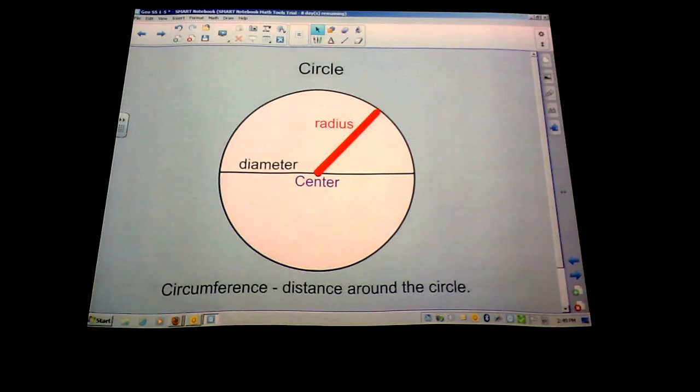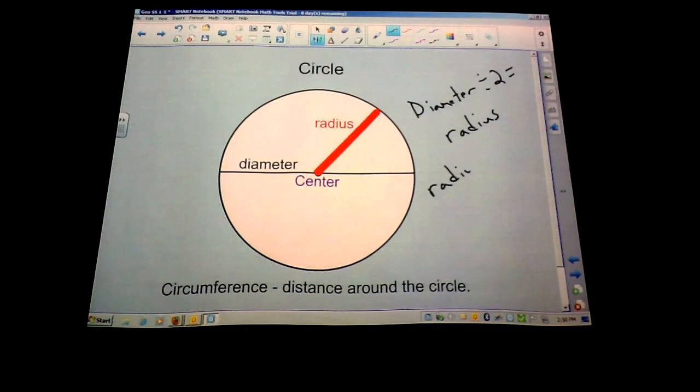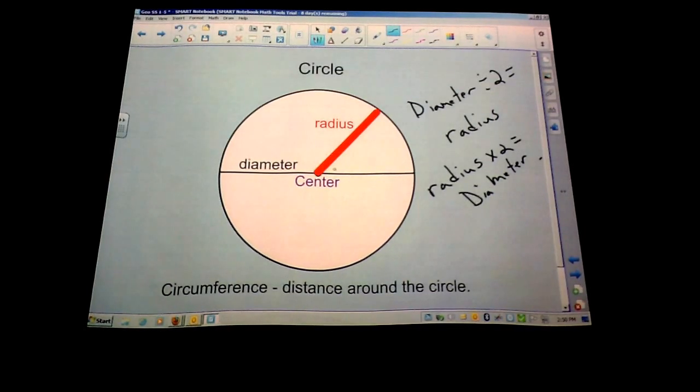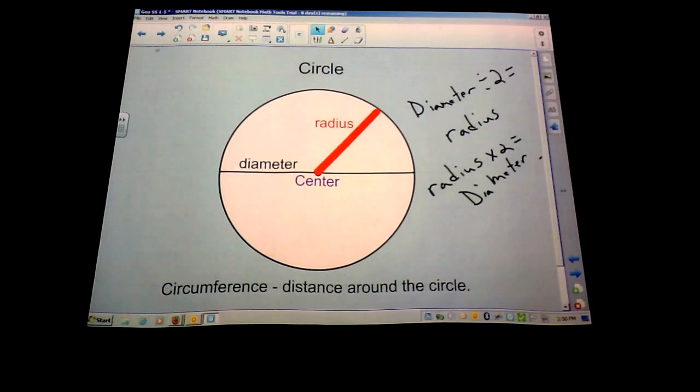If I take the diameter and I divide it by 2, that will equal the radius. Or if I'm given the radius and I multiply it times 2, or twice its length, would equal the diameter. So you need to know how those two things relate to one another. The distance around the circle is the circumference. So you need to make a note of all those things in your notes so you know what we're talking about when we say diameter or radius or circumference of a circle.